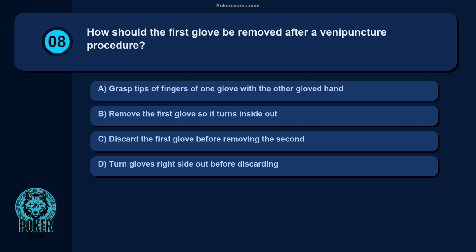Question 8. How should the first glove be removed after a venipuncture procedure? Grasp tips of fingers of one glove with the other gloved hand. Remove the first glove so it turns inside out. Discard the first glove before removing the second. Turn gloves right side out before discarding.